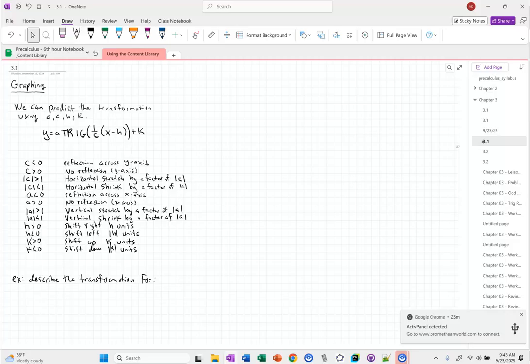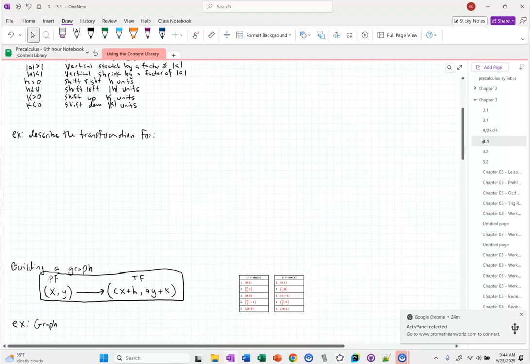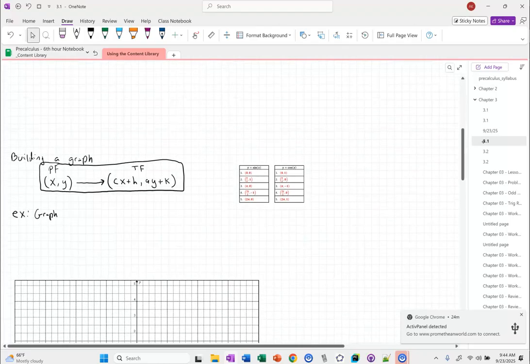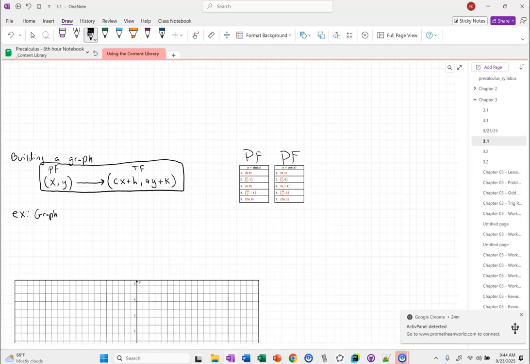So remember, any of these trig functions are just a transformation of a parent function, right? So these A, C, H, and K change the way the graph is going to look. The way we're going to do this is we're going to take some key points from our parent function for sine and cosine and transform them using this map.